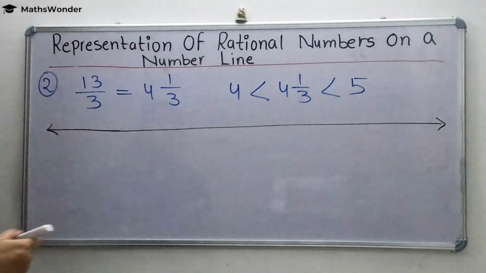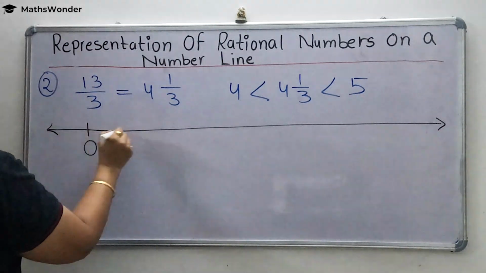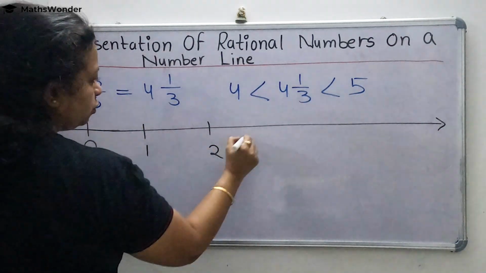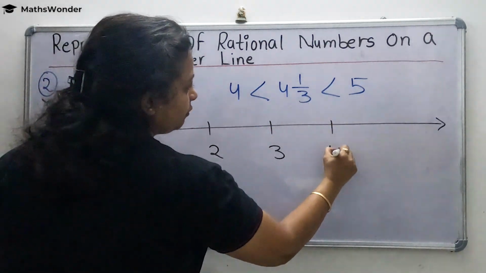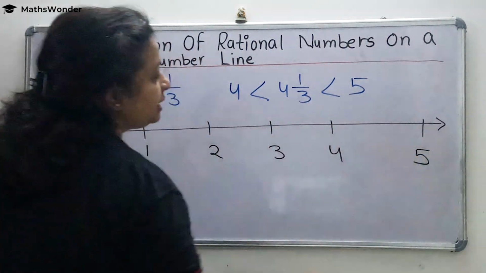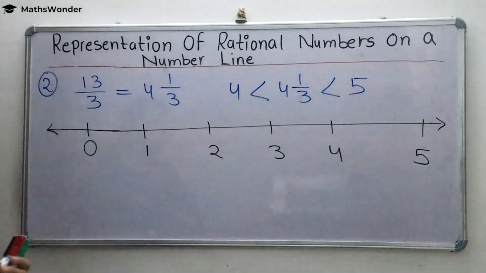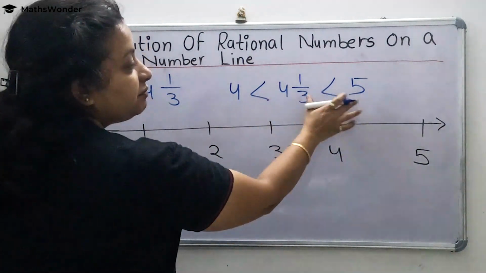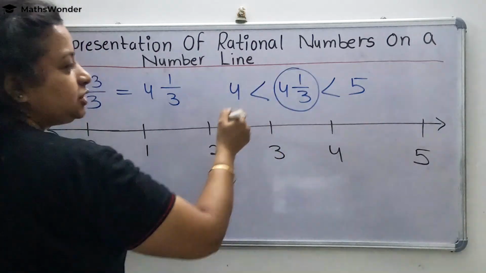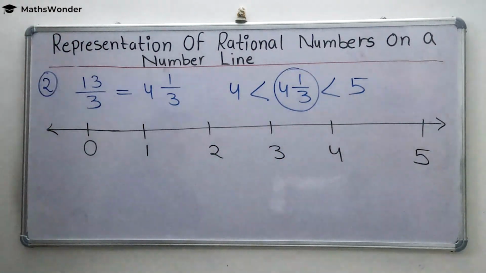Draw the number line. We will start with 0, 1, 2, 3, 4 and 5. As you can see, you have to start with 0. Now, 4 and 5. This number will lie between which two numbers? 4 and 5. So you can just write 4 and 5, right?